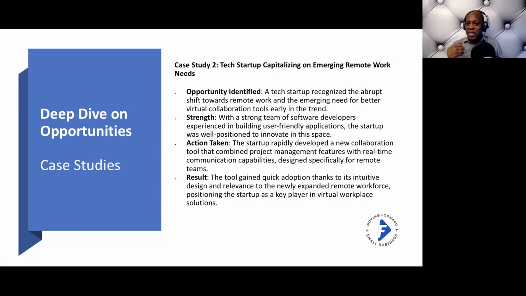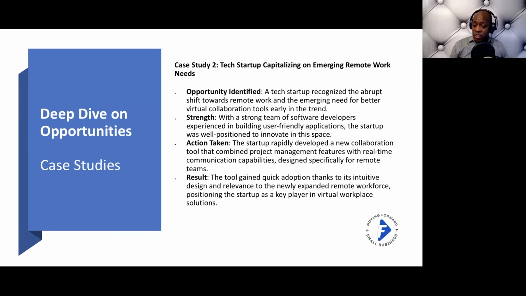Okay, here's another case study. Tech startup capitalizes on emerging remote work needs. So the opportunity that they identified was a tech startup recognized the abrupt shift towards remote work and the emerging need for better virtual collaboration tools early in the trend. Okay, remember, Zoom just going through the roof? The strength was a strong team of software developers. So they had a team of developers, already great developers, experienced in building user-friendly applications. The startup was well positioned to innovate in the space.